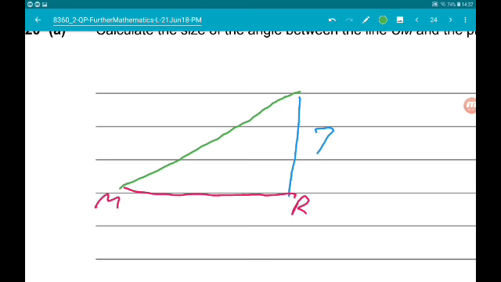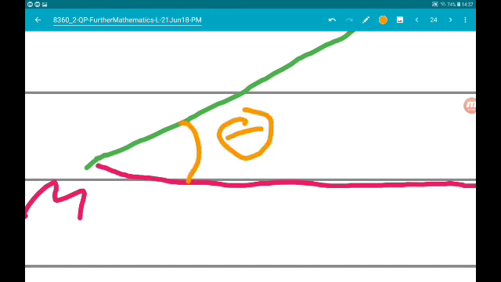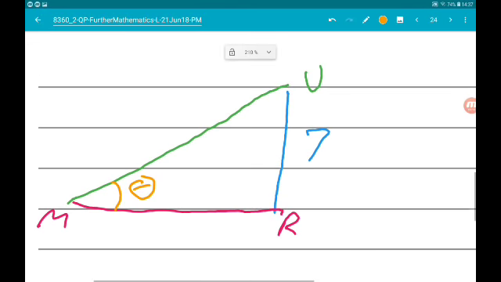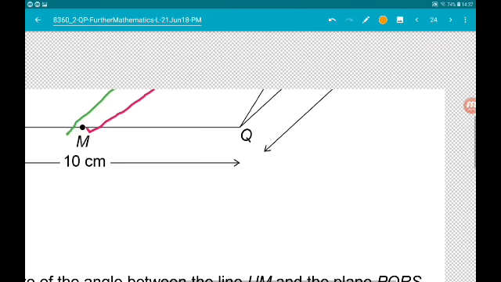Okay, so the angle that we need is this guy. So this is the angle that we want. Let's call it theta. Now, to be able to work that out, we need one of the other two lengths of this triangle. So probably the easiest to get is the red one.